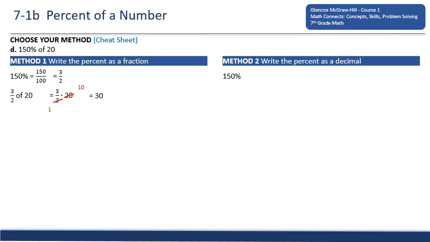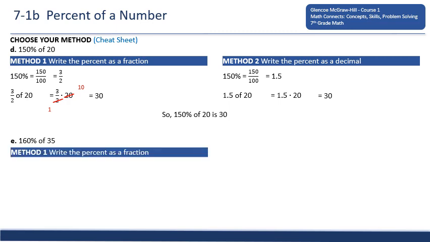Write the percent as a decimal. 150% equals 150 over 100, which equals 1.5. So we're going to multiply 1.5 times 20, and we get 30. So 150% of 20 is 30.